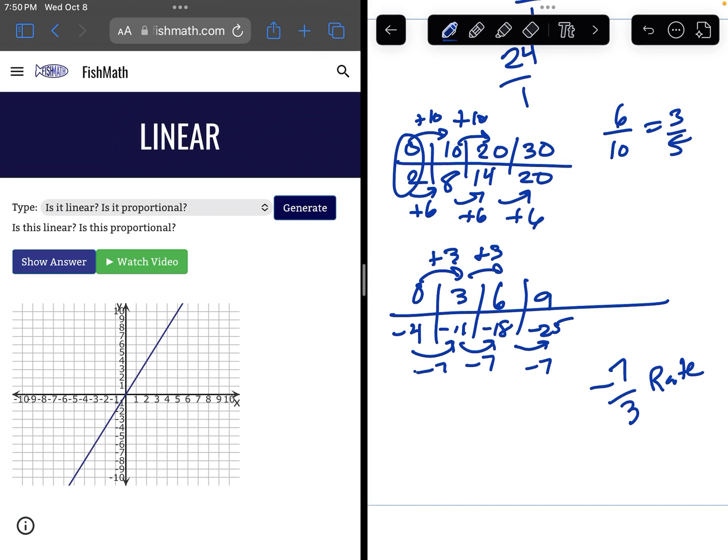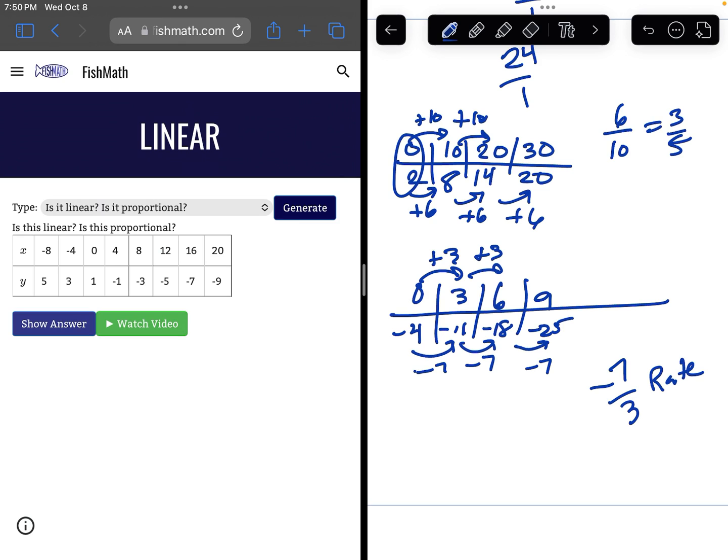This one's linear and proportional. This one has 0, 1. And we can tell it's going down by 2 for every 4. So again, that's a negative 1/2. And that one's not proportional because there's no 0, 0.